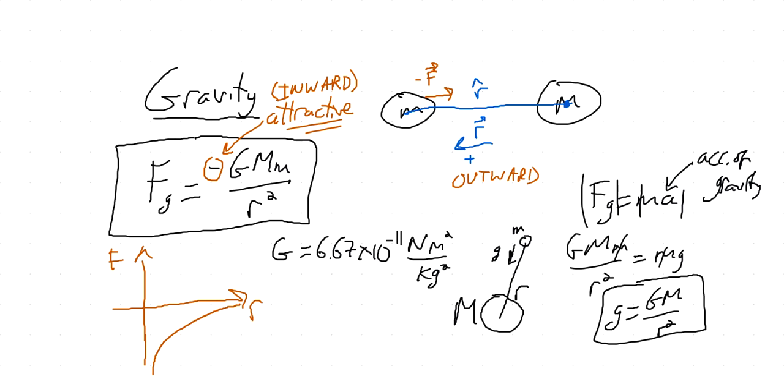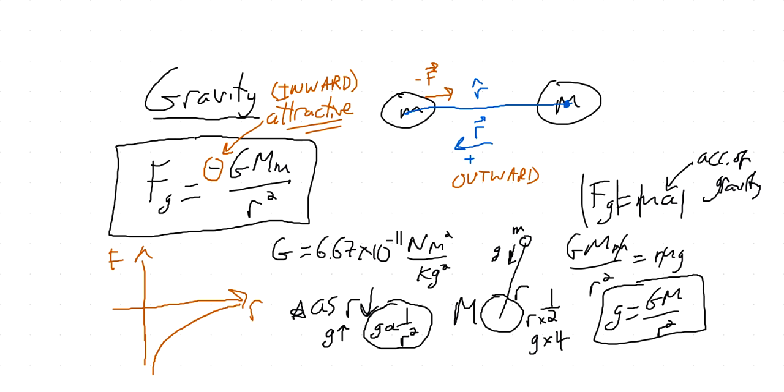Great. So as it goes closer, what happens? Well, let's see if I can squeeze this in here. As r decreases, g clearly increases. g goes as 1 over r squared. It's a 1 over r squared proportion. So if I have half the distance, that means 4 times the acceleration.